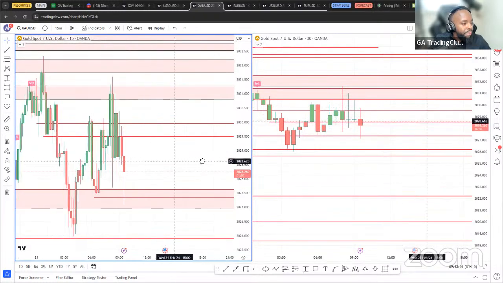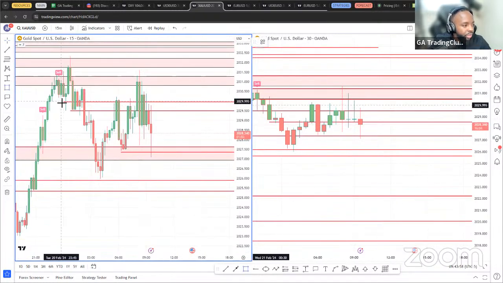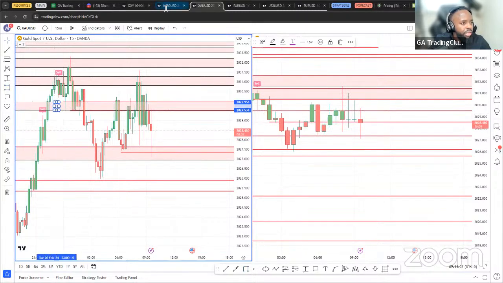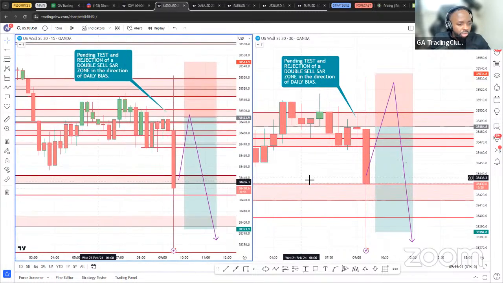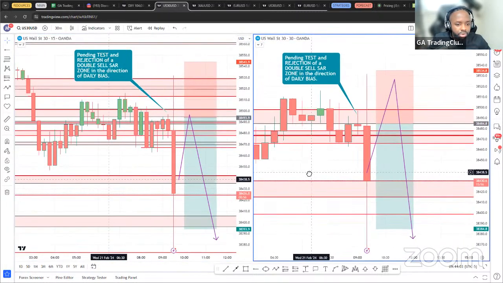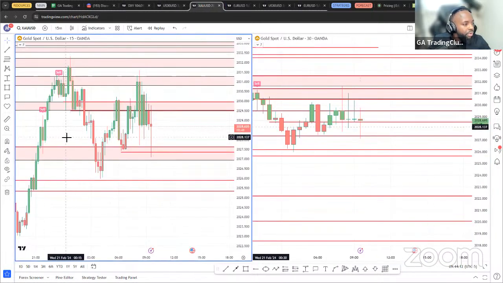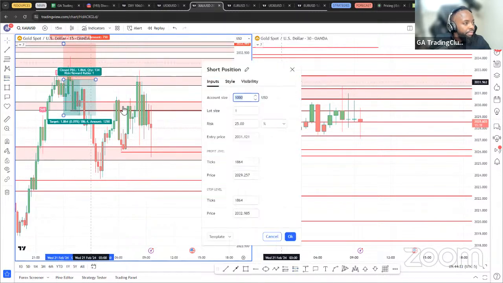For gold here, we have this double SAR region that's right here. And again, let me see, did we have no momentum sells on US 30, either on the 15-minute or 30-minute? I think I have my momentum indicator on. For gold, this was a nice momentum sell, and you'd have waited for price to come back to the high of that candle, and then this would have gone straight to TP.